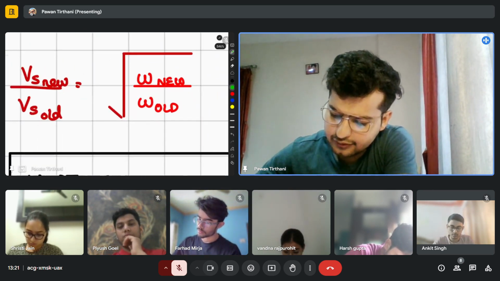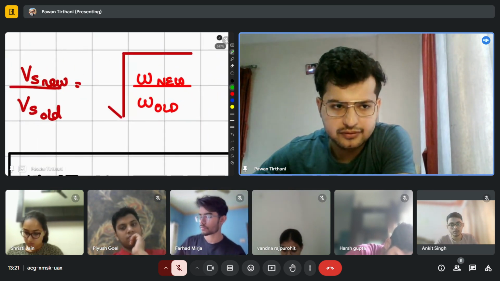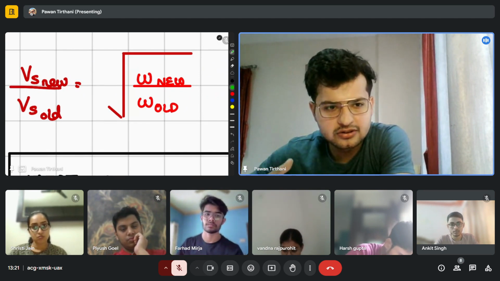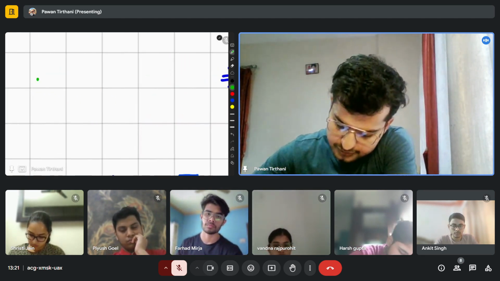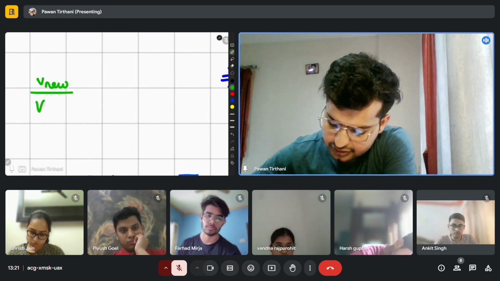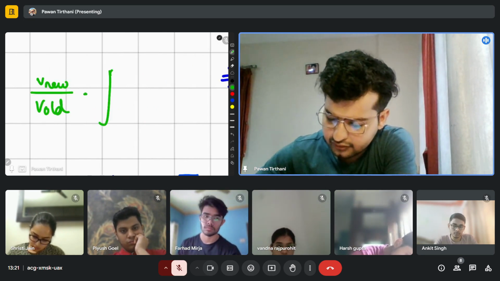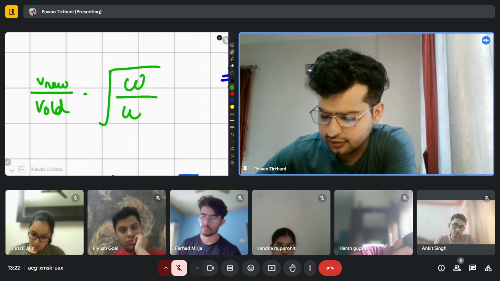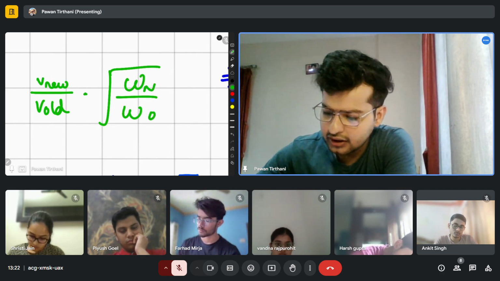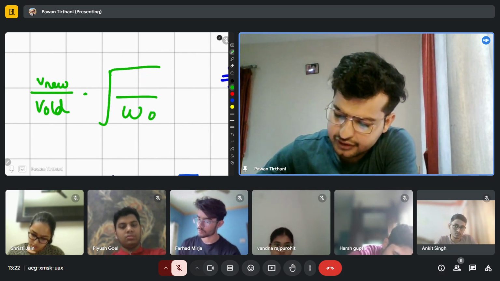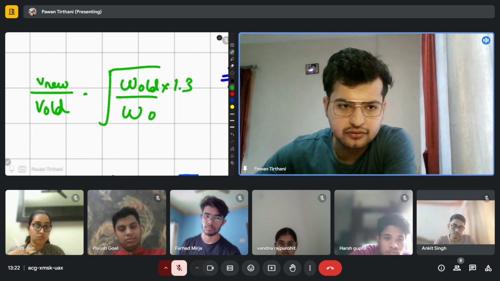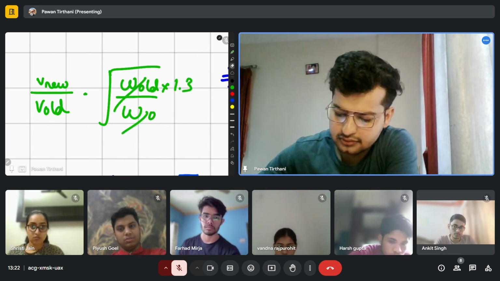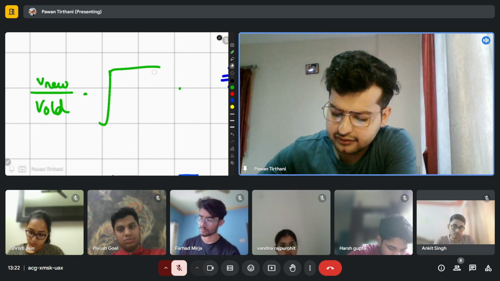You will look at this formula. New speed by old speed is equal to root over of new weight by old weight. ठीक है, so new speed by old speed is equal to root over of weight new and weight old. So weight new is 1.3 times of weight old, weight old into 1.3. So weight old cancels. So square root के अंदर क्या आया? 1.3 आया.